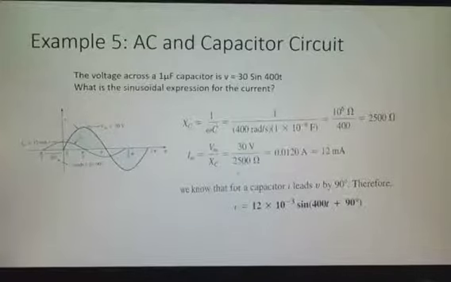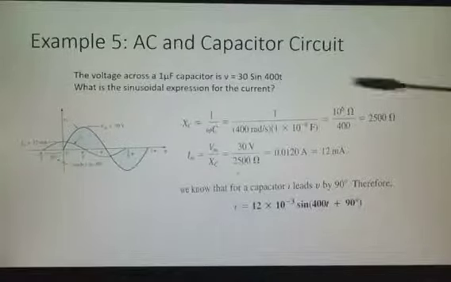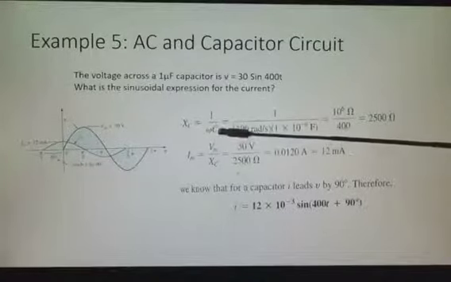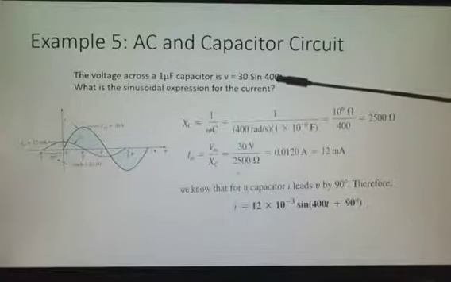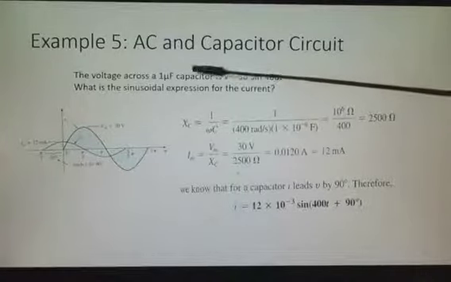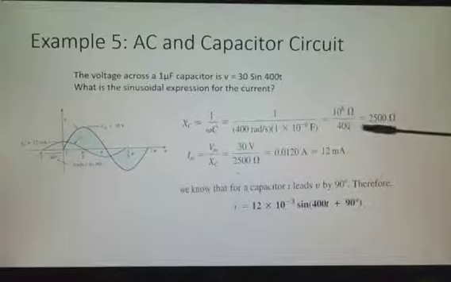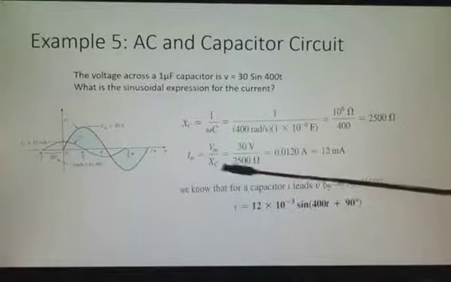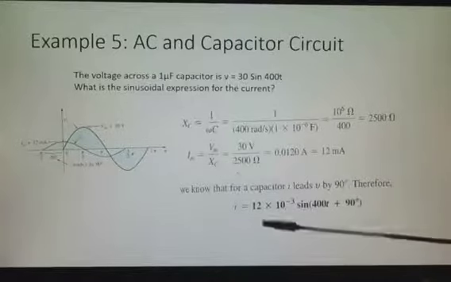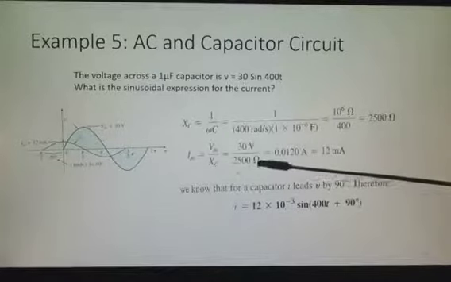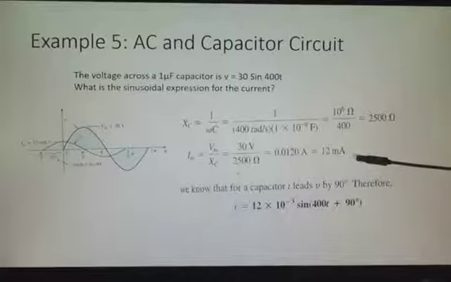If we do a capacitor circuit here with 1 microfarad, the voltage is 30 sine of 400 T. X of C is 1 over omega C. And so we'll put in the angular velocity here times the capacitor value. And when we do our math correctly, we get 2.5 K as our resistance to current flow. Current equals voltage divided by the resistance, the capacitive reactance, and we get 12 milliamps.